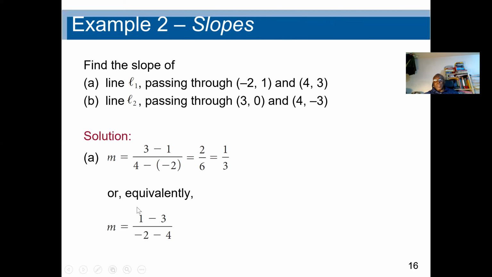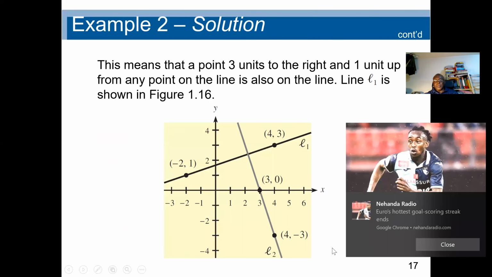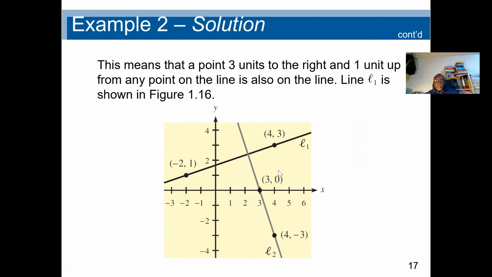Now it can be equivalent to, instead of saying 3 minus 1, I can say 1 minus 3, but then I have to say negative 2 minus 4. So we have to make sure we're using x2 from x1, then y2 also from y1. Now let's see the second one. We get the same answer. So this means that 3 units to the right and 1 unit up from any point on the line is also on the line.